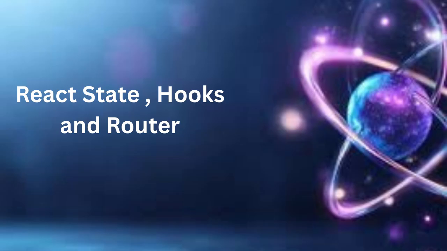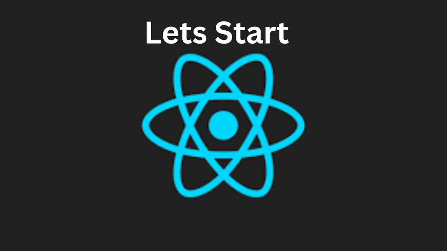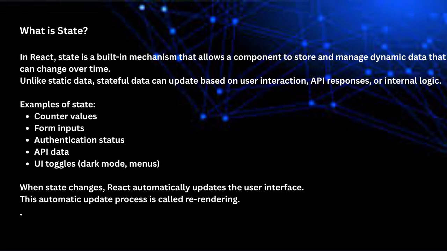Let's learn what is state in React. Now let's talk about an important concept in React called state. State is simply data stored inside a component that can change over time. Whenever the state changes, React automatically updates the user interface. For example, imagine a counter application. When a user clicks a button, the number increases, right? That number is stored in the state.